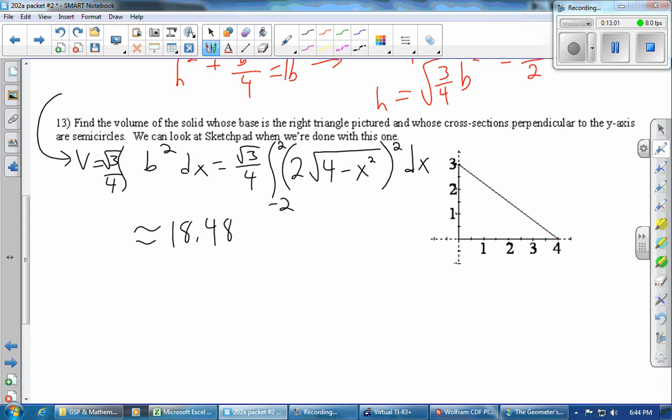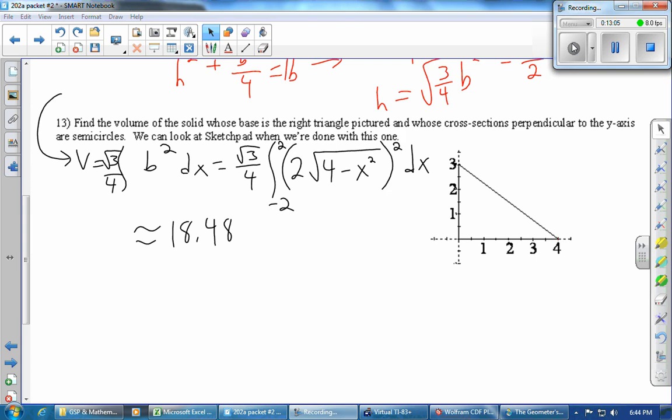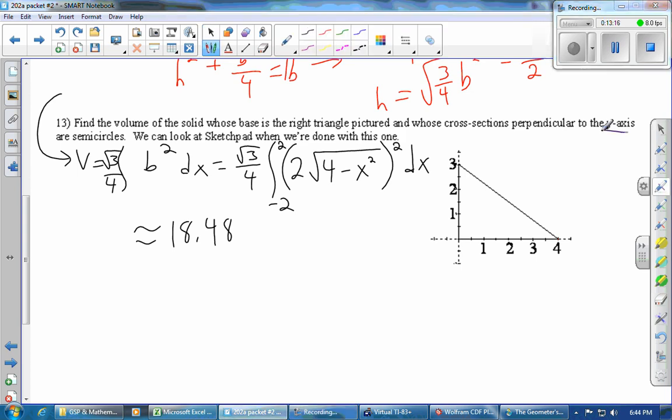So 18.48 cubic units, whatever they are. Okay, number 13, find the volume of the solid whose base is the right triangle pictured and whose cross sections perpendicular to the y-axis are semicircles. So we've got this triangle. Now the cross sections are perpendicular to the y-axis, and they're supposed to be semicircles.